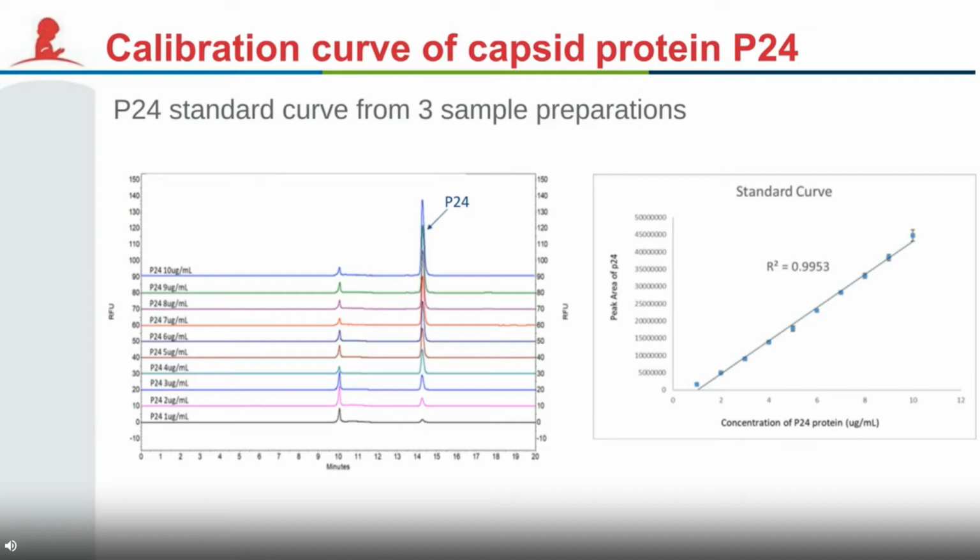The figure on the left is an example of the overlay of P24 standard with different concentrations from a single preparation. The figure on the right is the average of the standard curves prepared and analyzed from 3 different days with the corresponding error bars on each point. So you can see from 3 separate days that we're still getting excellent reproducibility between preparations of the P24 sample.